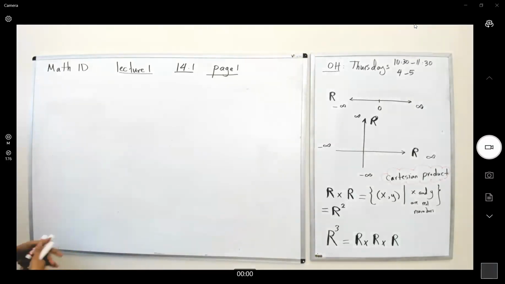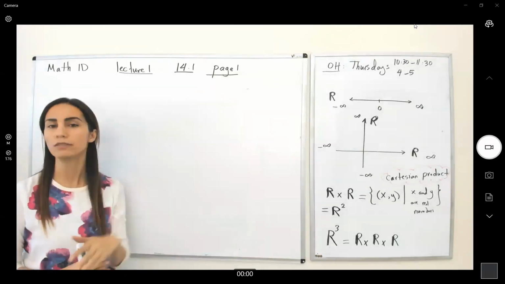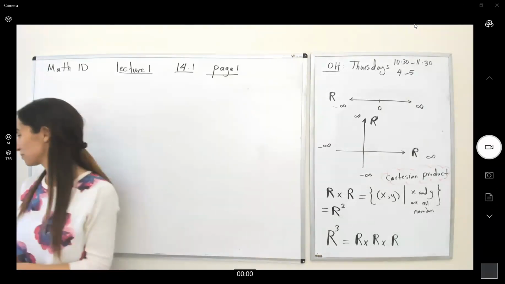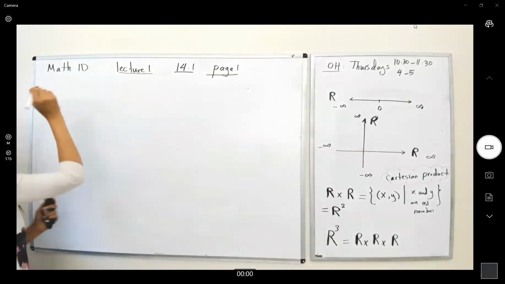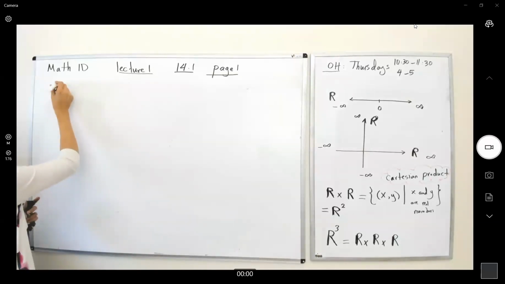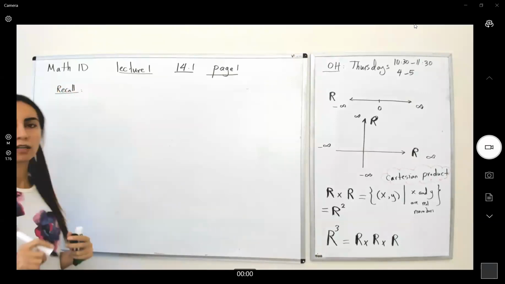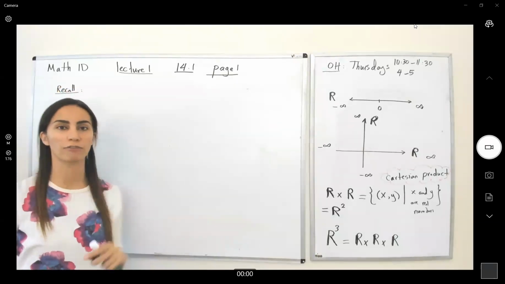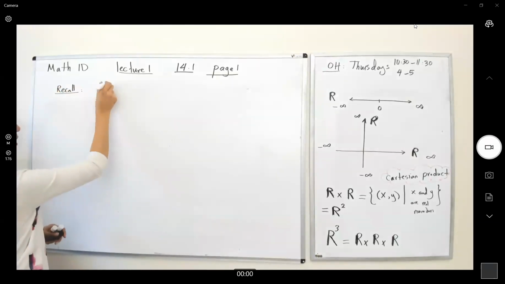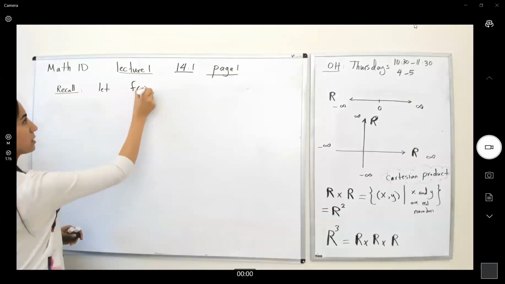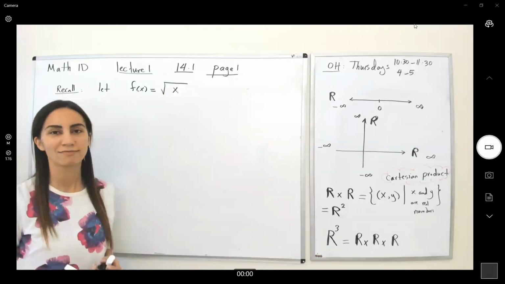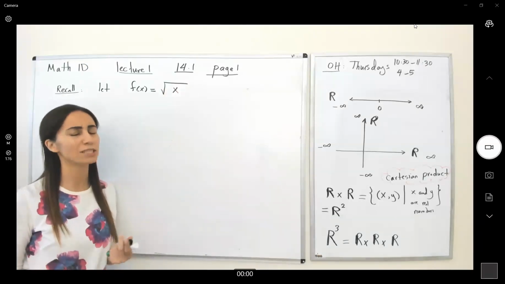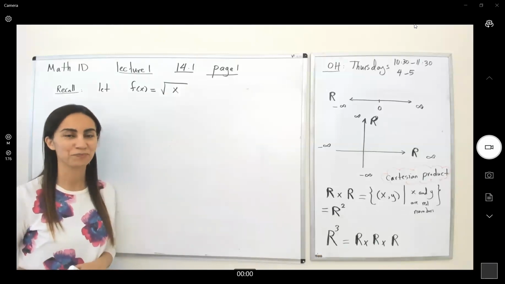Perfect. So we are still on page 1. We're going to go over an example. But before going over this example, let us take a look at this. Recall, suppose you have a function in one variable. Let f of x be the square root of x. How do you graph this function? What's the domain of this function?